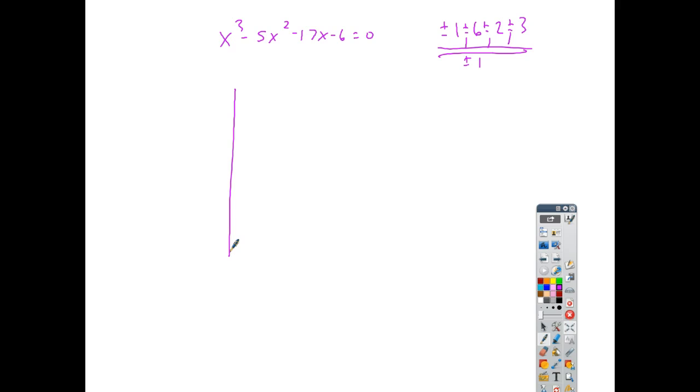So this is minor. How many possibilities do I have? I have 8. One of them would be 6, right? So 6. What's another possibility? 3 divided by 1 would be 3. 2 divided by 1 would be 2. 1 divided by 1 would be 1. What else do I have? Negative 6, negative 3, negative 2.